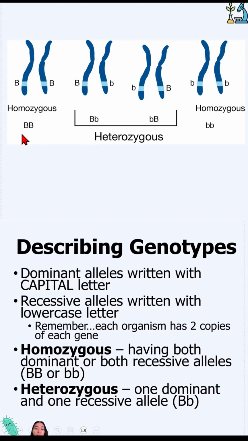And again, with the homozygous, you can go further and say homozygous dominant, meaning that this individual has both copies of the dominant allele, or homozygous recessive, they have 2 copies of the recessive allele. And then with heterozygous, you just have to say heterozygous and that's enough.